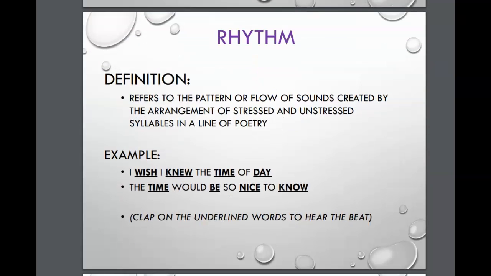Now, rhythm is a higher level poetry skill because to use rhythm, the poet would be creating a pattern or a flow of sounds created by the arrangement of stressed and unstressed syllables in a line of poetry. They're literally picking words based off of how long they are and what kind of emphasis we give the parts of the words so that when you put them all together, you get a beat.